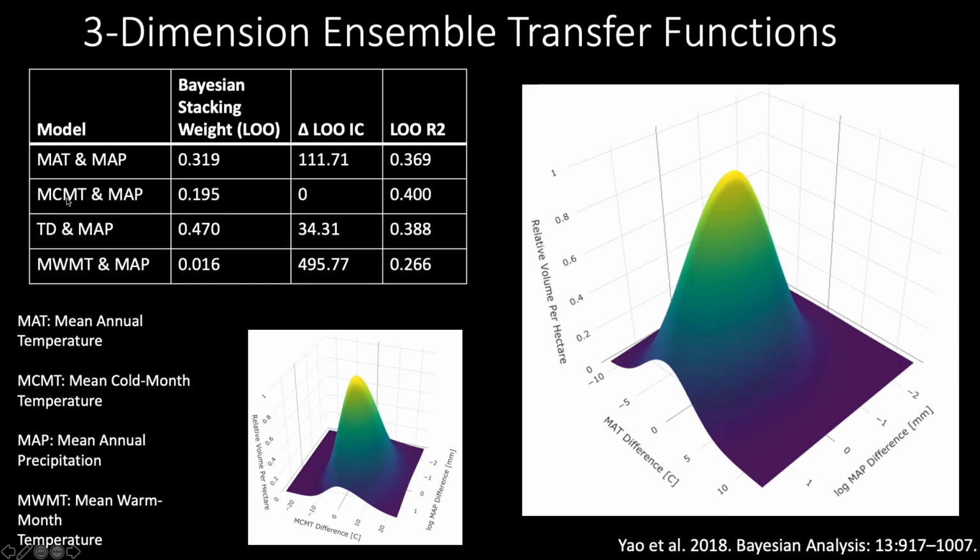So mean annual temperature and mean cold month temperature are very tightly correlated, whereas temperature differential isn't as tightly correlated with those temperature variables. So that's why you can have a model that doesn't have the highest individual information criteria performance, having fairly high model weight in the overall model average. So that's the ensemble models currently used in CAST.